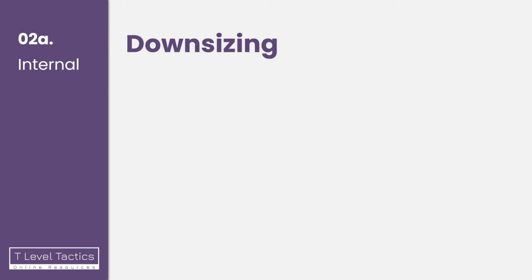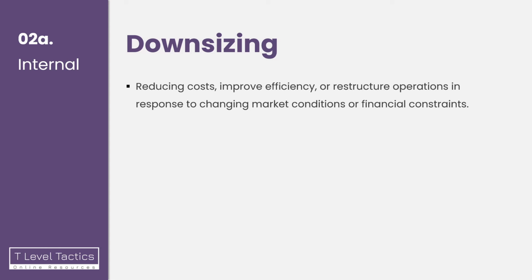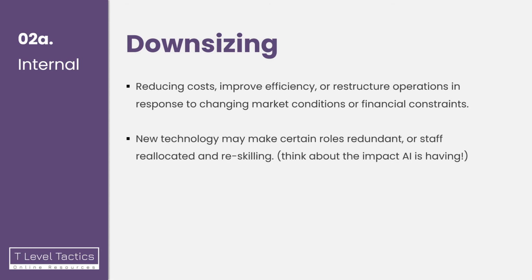Downsizing is very much the opposite. It's where a business is going to look to reduce costs, improve efficiency, or restructure their operations in response to changing market conditions or financial constraints. It could be that new technologies may make certain roles redundant, or staff reallocated and reskilled. Think about the impact that AI is having.